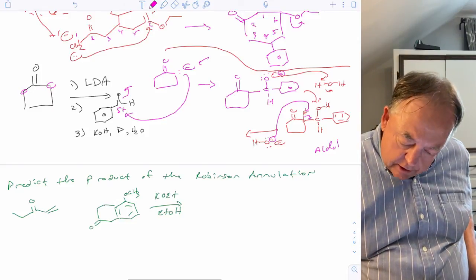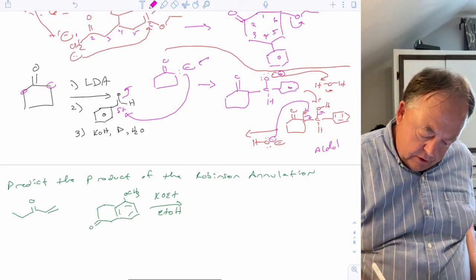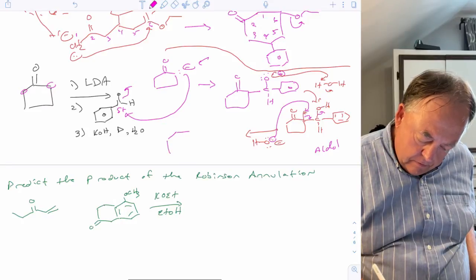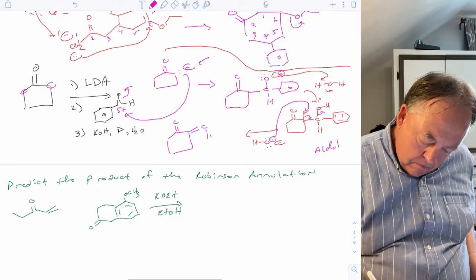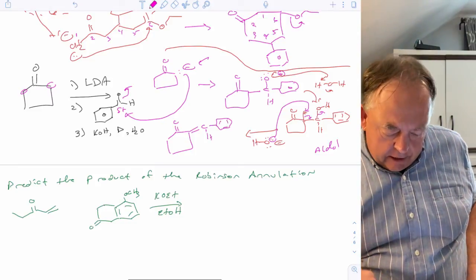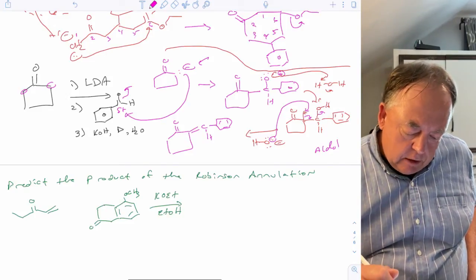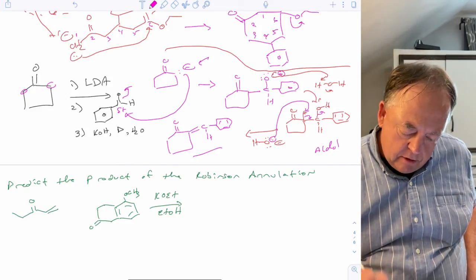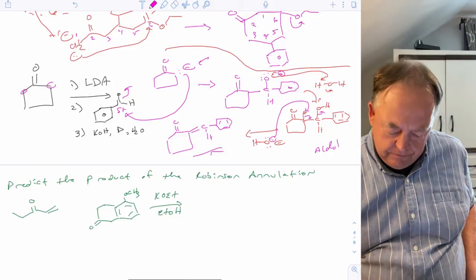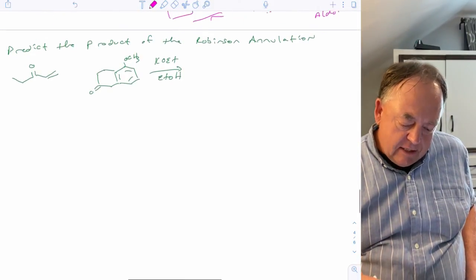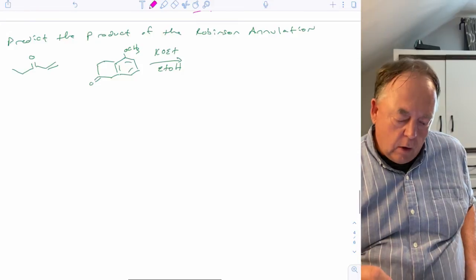And then OH leaves. So you make that, which is a highly conjugated double bond, right? It's conjugated both with benzene and with the C double bond O. So that would be the product from that sequence of reactions. Okay, so lastly, let's work one more Robinson annulation.